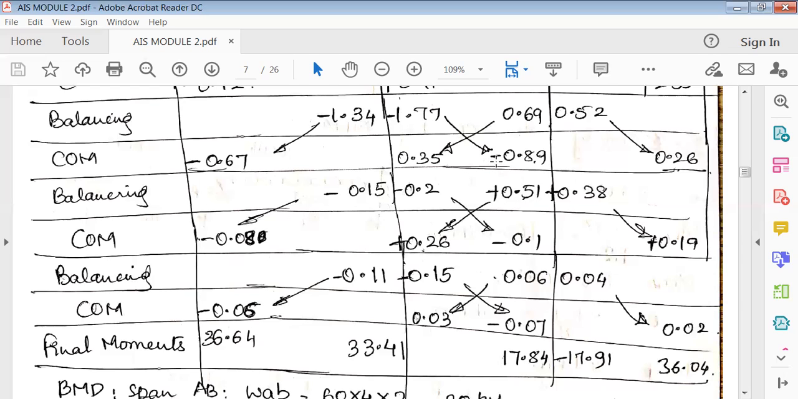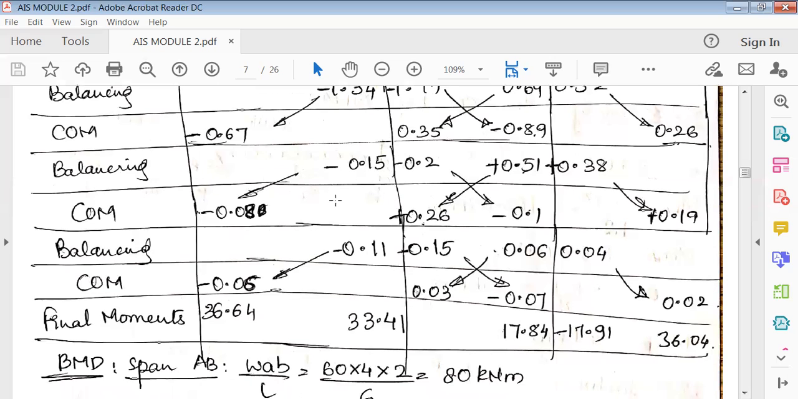Then again, this answer is negative, so change the sign. So it is plus and plus. So 0.89 into 0.57, 0.89 into 0.43. Balancing is done. Similarly, next carry over. Half of this is carried over at A, then all the same joints, same as what you've done. So it gets carried over everywhere.